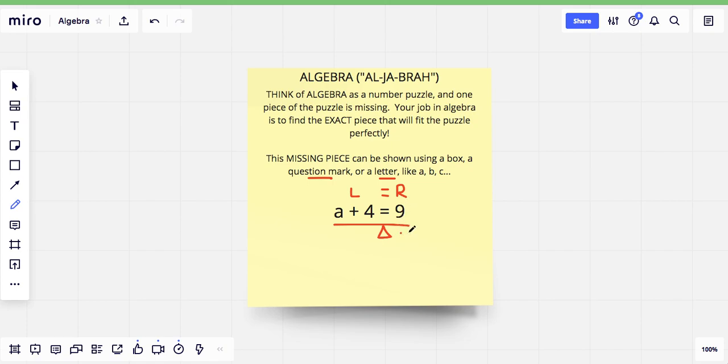So I know on this side I have 9. So there's 1, 2, 3, 4, 5, 6, 7, 8, 9. And on this side I have 4. But I have some more here. I just don't know how much. This is the missing piece that you're finding. So I'm going to start with 4, and I'm going to count up. So 1, 2, 3, 4, 5, 6, 7, 8, 9. So how much is A worth?